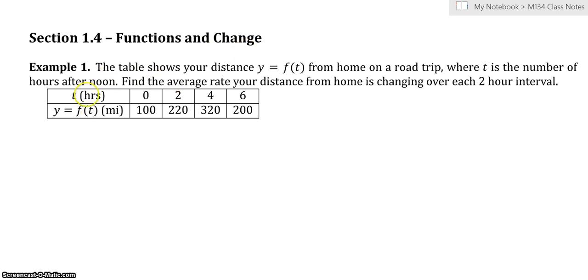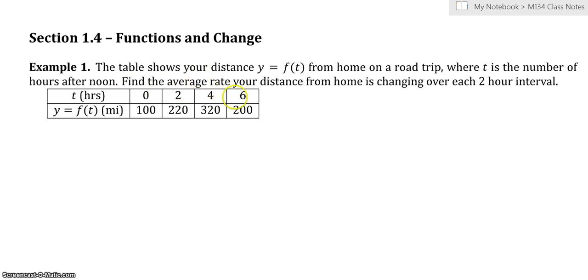The table below shows your distance, so y is your distance, and you notice here it says miles, from home on a road trip, where t is the number of hours after 12 noon. So when t is 0, it's 12 noon, and at 12 noon you were 100 miles from home, and 2 hours later, which is at 2 p.m., you're 220 miles from home, and so forth. The question asks you to find your average rate. This is going to be your rate of change. We'll see that in a minute.